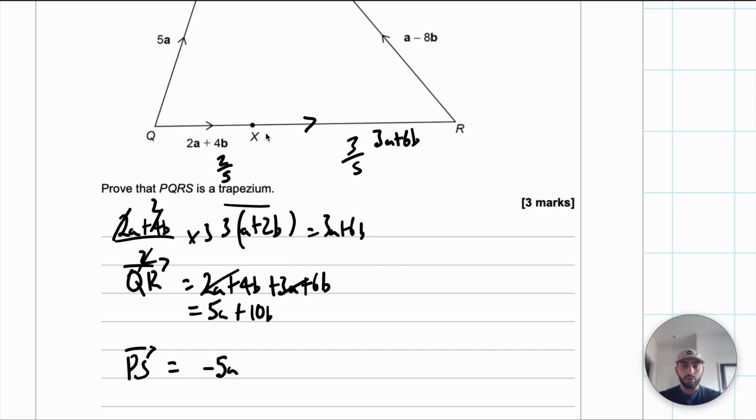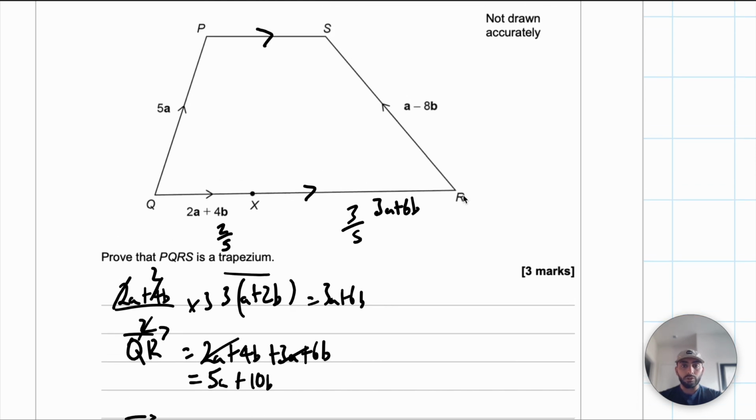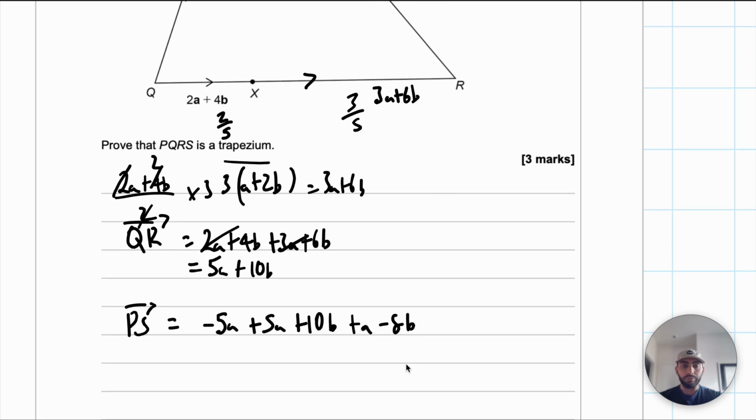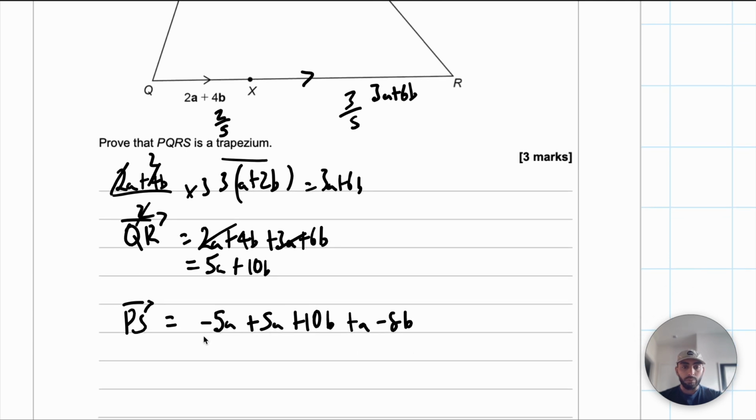And we've already worked out what QR is. We'll just use this answer. It's 5a plus 10b. And then from R to S is plus a minus 8b. Let's simplify this. I've got minus 5a plus 5a, that'll cancel. 10b minus 8b, which is 2b, plus a.